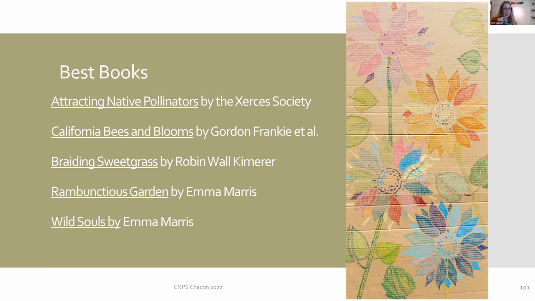I would say the Xerces Society one tends to lean more on native plants, and the California Bees and Blooms one also incorporates horticultural plants. I think that's from how they collected their data. Okay, those are the differences.